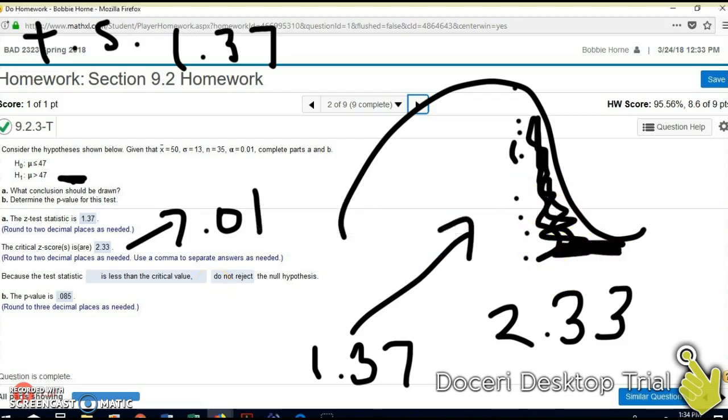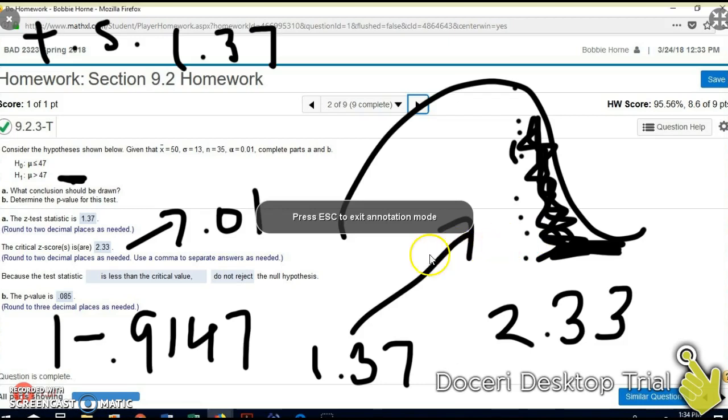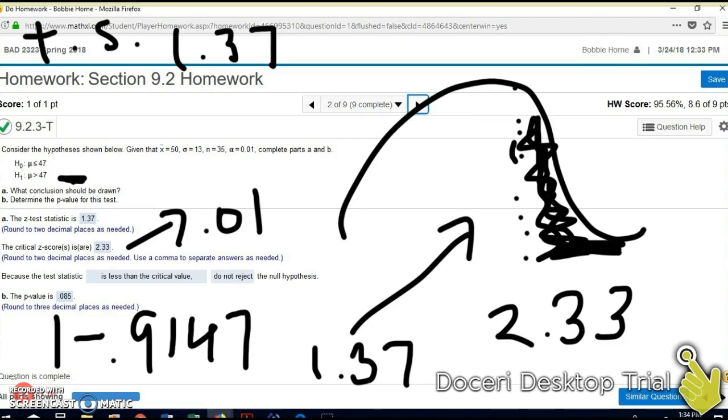Now, how do you find the p-value? You go to your table and you look up 2.33. And if you look up 2.33 in your table, I believe it's 0.9147. But our p-value is this side. So if we do 1 minus 0.9147, you will see that our p-value would be 0.0853. Because when you look it up, it's going to give you the area to the left of your test statistic. And we want it to the right.